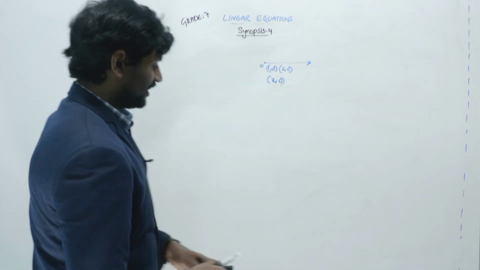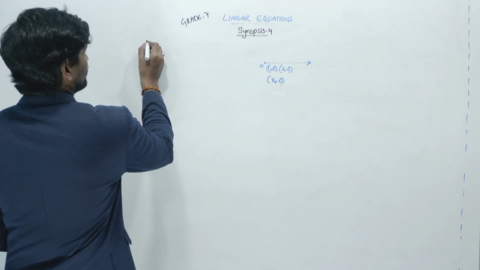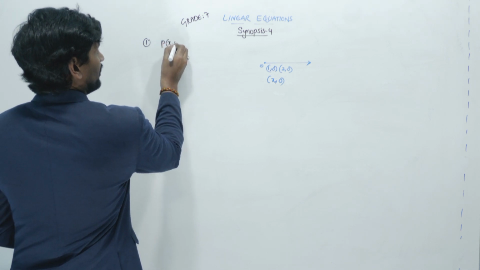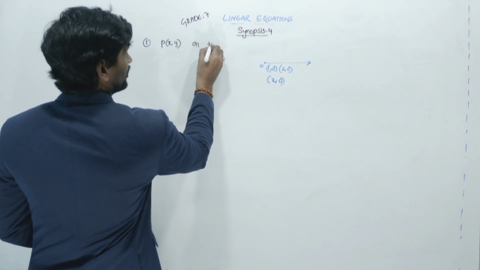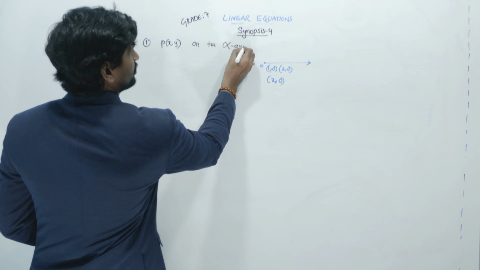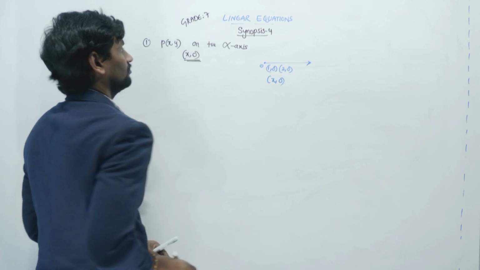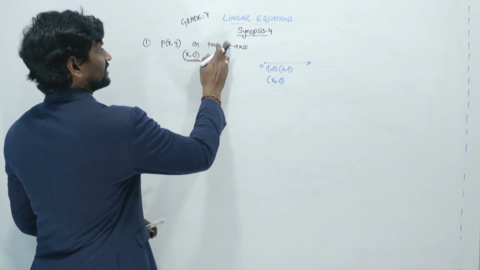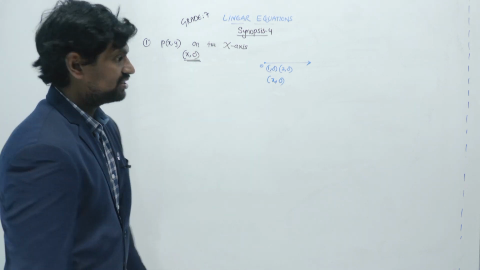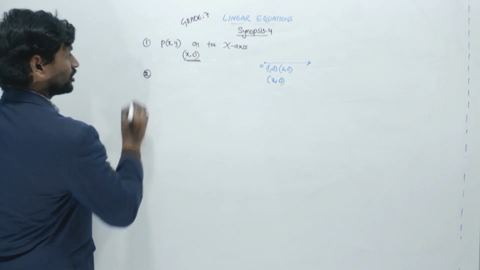So the first question: P(x, y) lies on the positive x-axis. Positive x-axis means this point is definitely in the form of (x, 0). Definitely in the form of (x, 0). Okay, now let us go to question number 2.